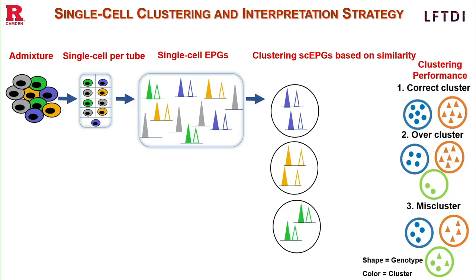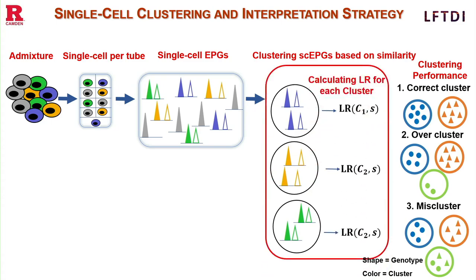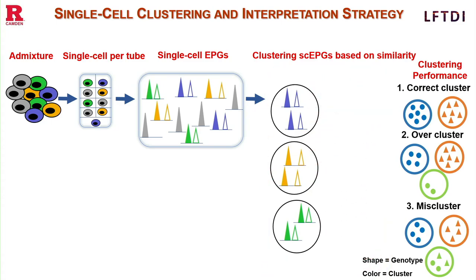So when we start clustering and grouping the cells, we run into 2 main problems. The positive thing is the correct clustering. So what you want is a correct cluster where each circle indicates one contributor, and the dots and the triangles indicate the different genotypes. So if there are 2 contributors, you would expect all the circles to be together for the 1st contributor and all the triangles to be together for the 2nd contributor. So that's a correct cluster.